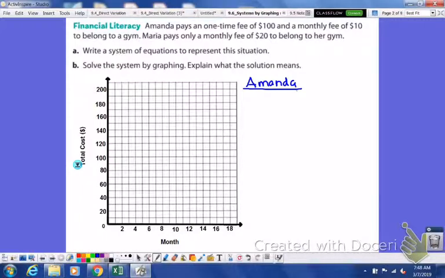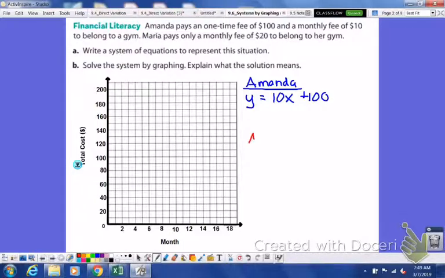So if we look at Amanda first, she pays a one-time fee of $100 plus a monthly fee of $10. So if we use y for her total cost equals monthly fee, that means she's paying that every month. So 10 times x, representing her number of months, plus that one-time fee of $100. So there's our first equation.